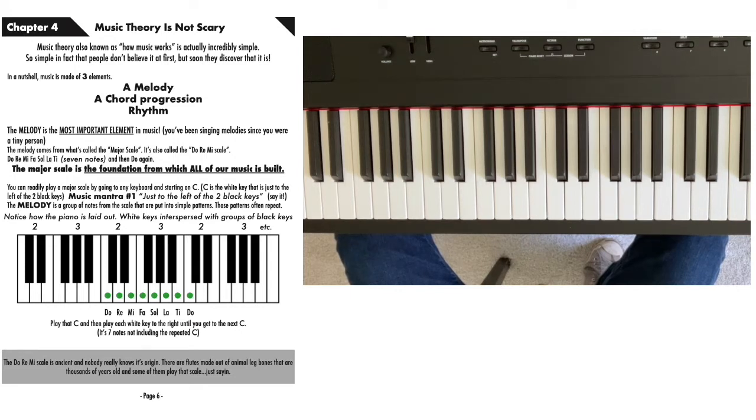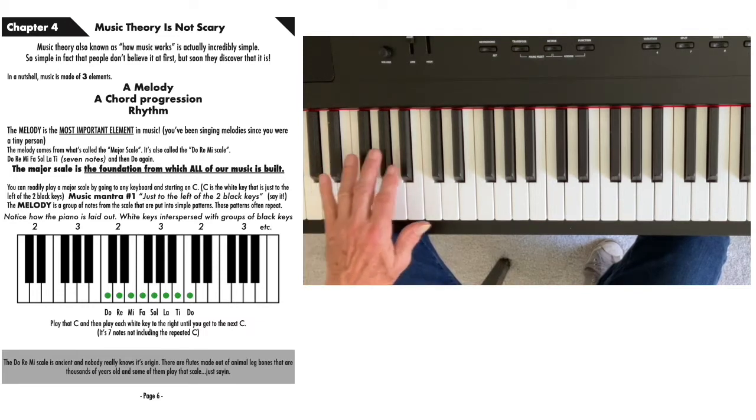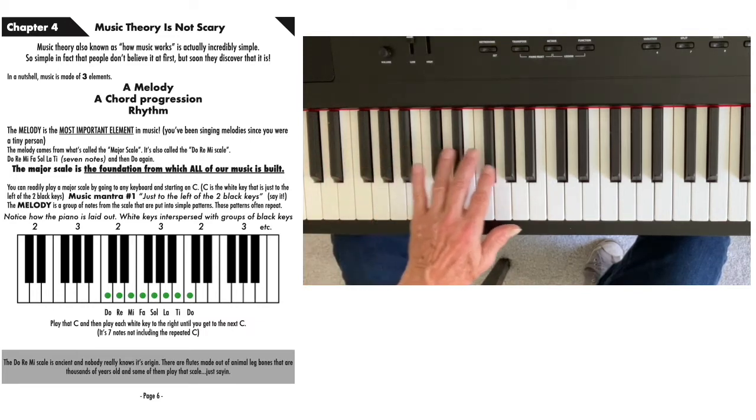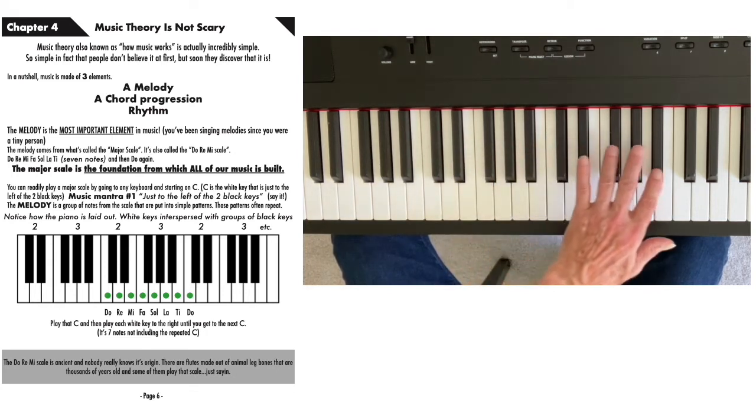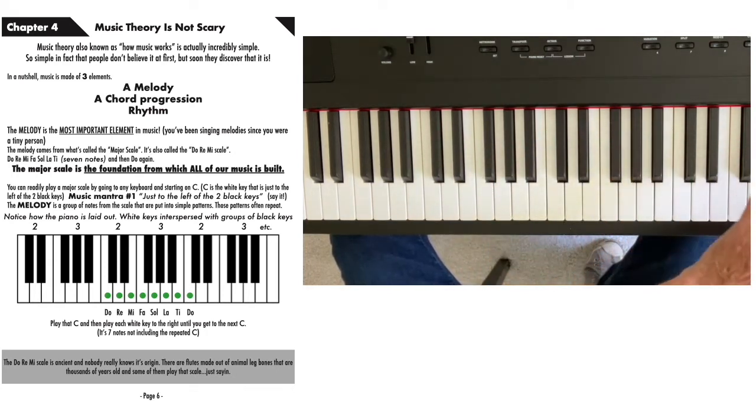often repeat. So I want you to notice how the piano is laid out. We've got white keys going all the way across, and we've got black keys interspersed. And they are in patterns too. We've got 2 black keys, 3 black keys, 2 black keys, 3 black keys, 2, 3, 2, 3, and so on, all the way across the keyboard.